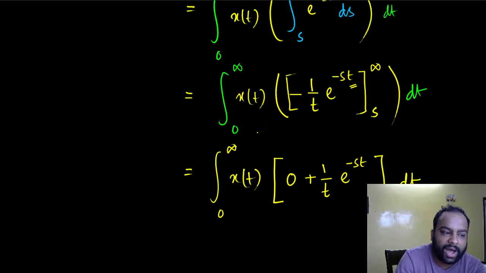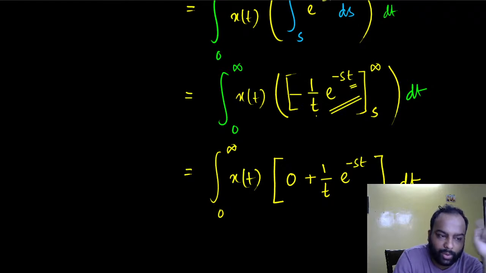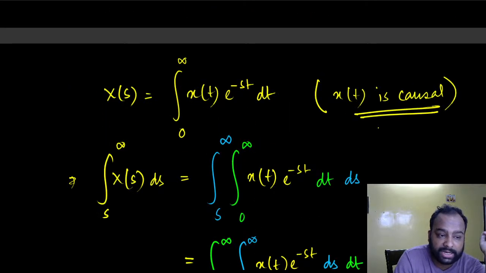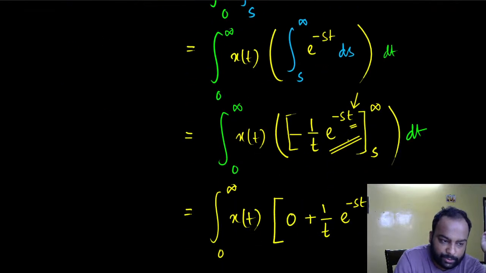So you can understand why I chose the lower limit to be 0 instead of minus infinity. Simply because if I wanted to put s equal to infinity and make sure that this limit was 0, I have to ensure that t would be positive. And how would I ensure t would be positive? By making the lower limit equal to 0. And how can I make the lower limit equal to 0? By choosing this condition that x(t) is causal. And that is why this property is not applicable if x(t) is non-causal.